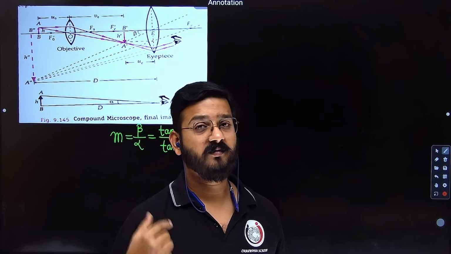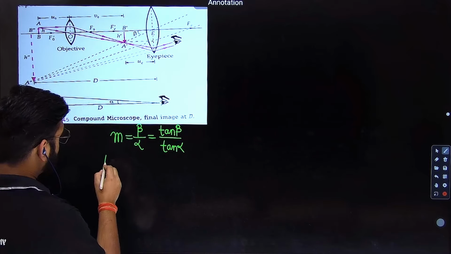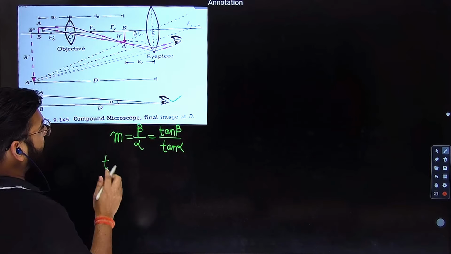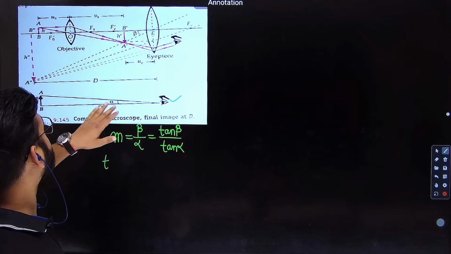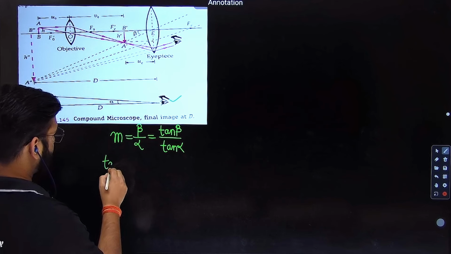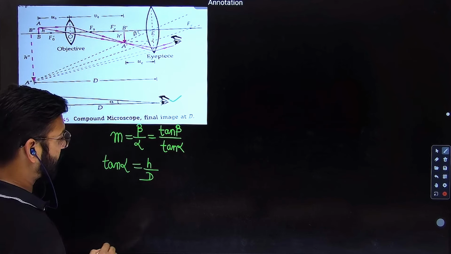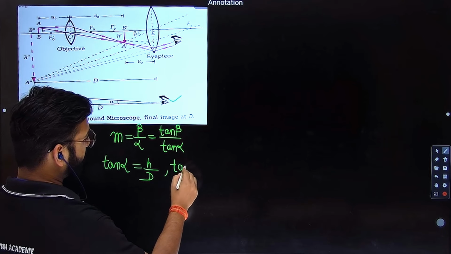Then what is the angle formed with respect to I? That is alpha. So tan alpha from this thing, I've drawn this separately. If you don't want to draw this separately, you can see from this figure also, but it will be a bit confusing. That's why this figure is required. So what will be tan alpha? Tan alpha will be h by d. Correct?